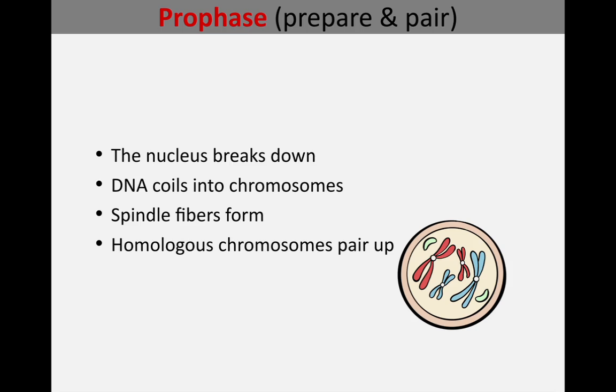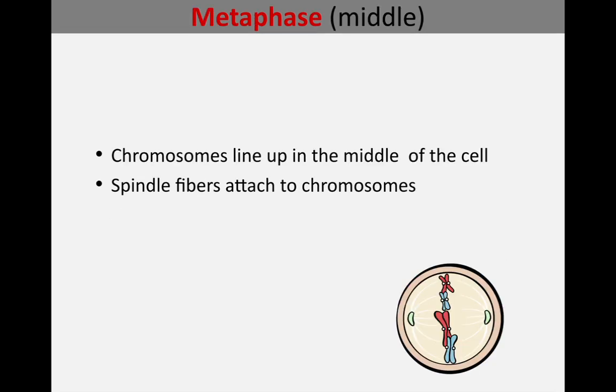Homologous chromosomes then pair up, and homologous means the same. And so remember, all of our chromosomes have been duplicated, and so they line up in their little matching pairs, and those pairs are what's going to be separated during the process of mitosis. And so that's the pair portion of prophase. Once all of that work is complete, the cell moves into metaphase, which I remember as middle, because the chromosomes are all lined up along the equator of the cell, or the center of the cell.